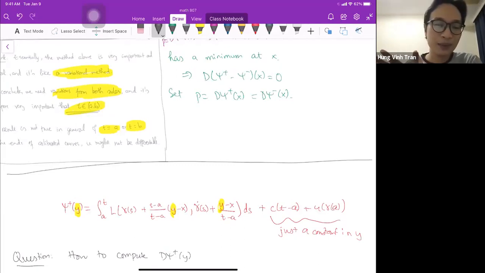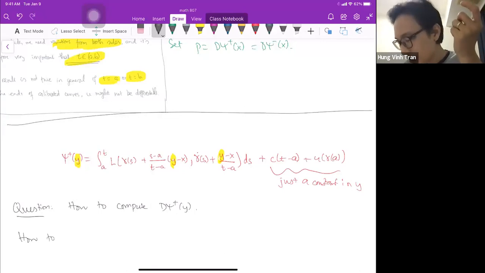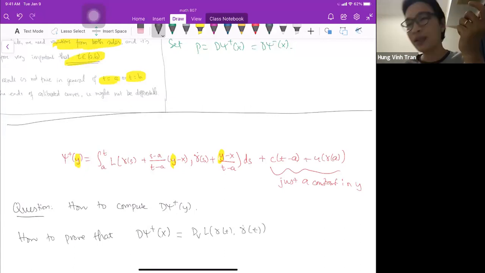You just compute by whatever product rule, chain rule. It's just depending linearly on y here. And as I said, you can design a more complicated curve where the slots of position and velocity depend on y in a nonlinear way. This is not an issue. So how to compute dC plus of y is not an issue. Now, about the other question, how to prove that dC plus of x equals D_v L of gamma t, gamma dot t, this is a harder issue.